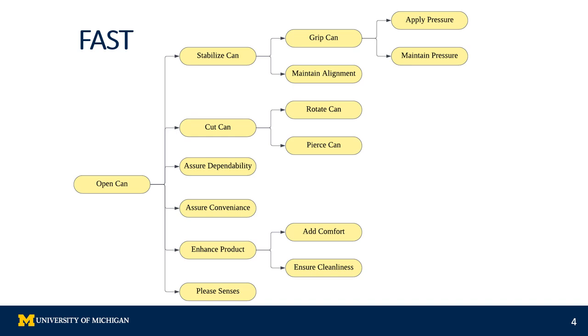Another sub-function is to cut the can. And to cut, the can opener rotates the can and pierces the can. The can opener also enhances the product by adding comfort and ensuring cleanliness.